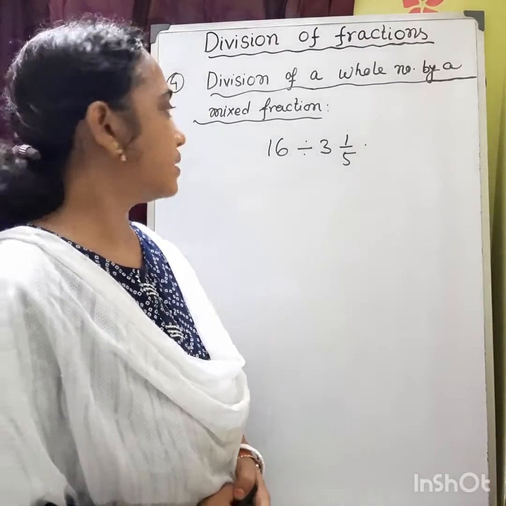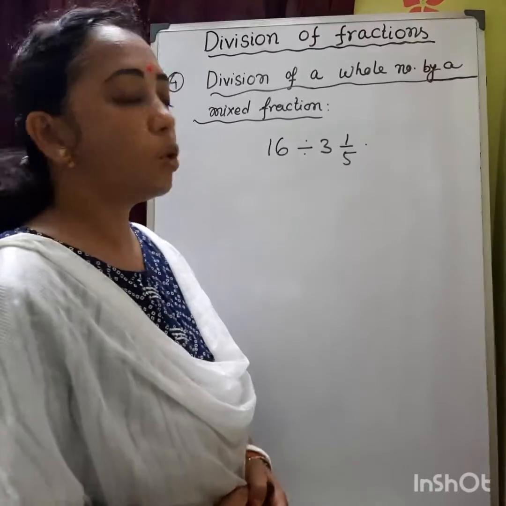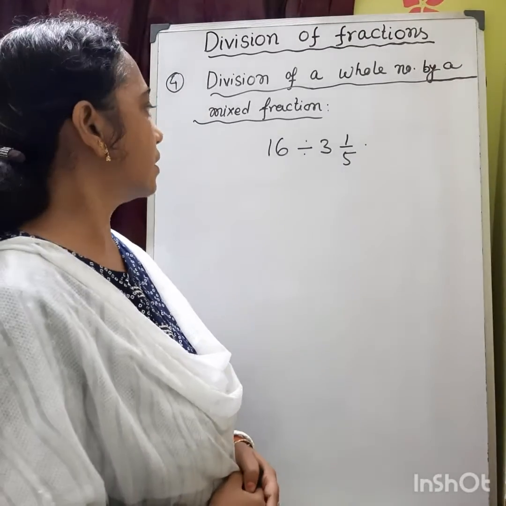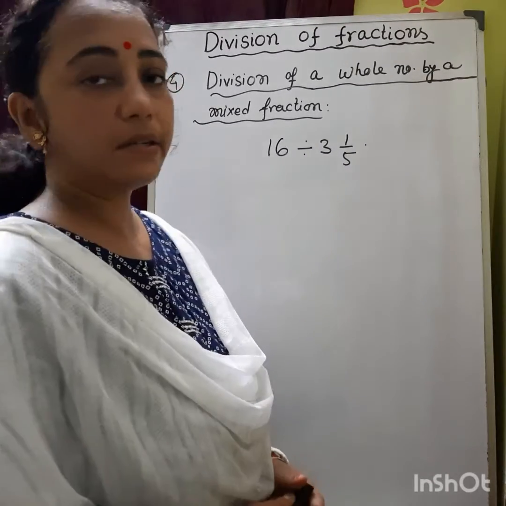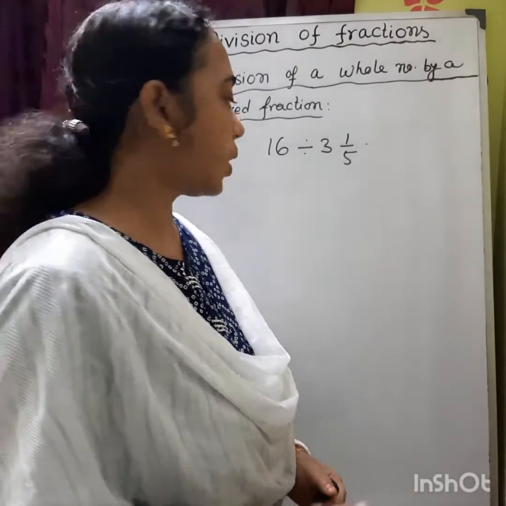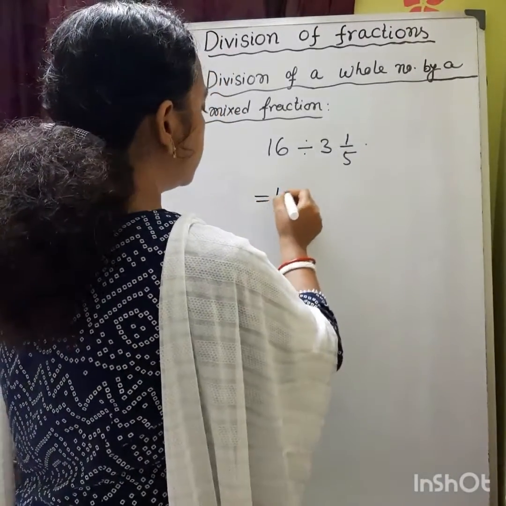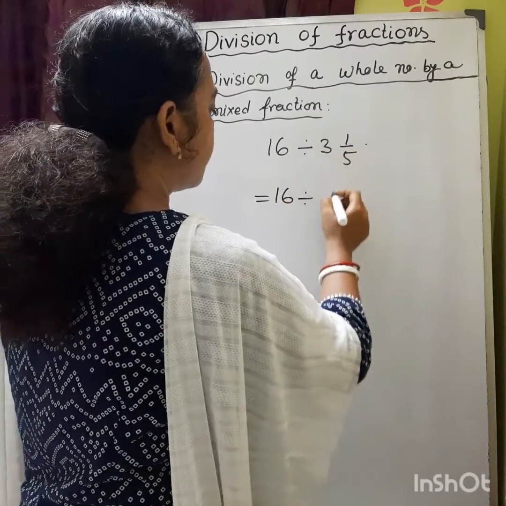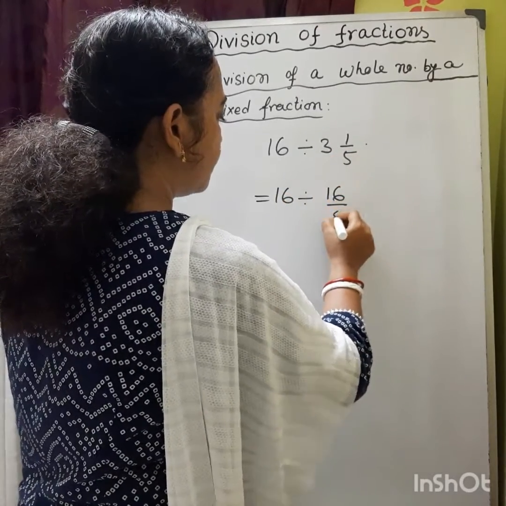Now let us consider another type, that is division of a whole number by a mixed fraction. In this case, the divisor is given as a mixed fraction. So let us convert it into an improper fraction. So this becomes 16 by 5, since 3 5s are 15 plus 1.